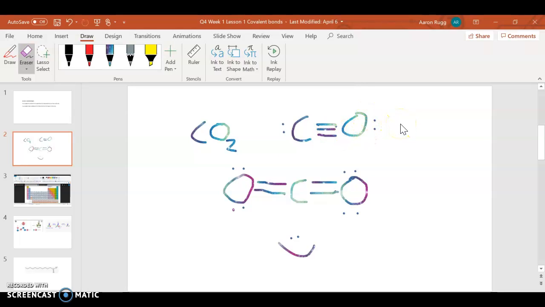So those are 2 examples of where you have it. And it's just about figuring out how to satisfy the octet rule. It's a little bit of trial and error, but those would be 2 examples of that.